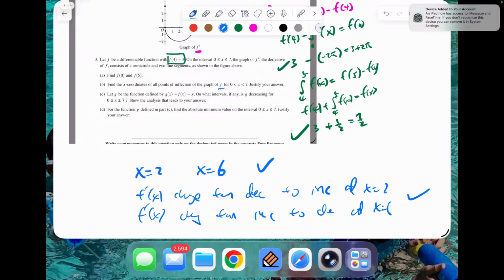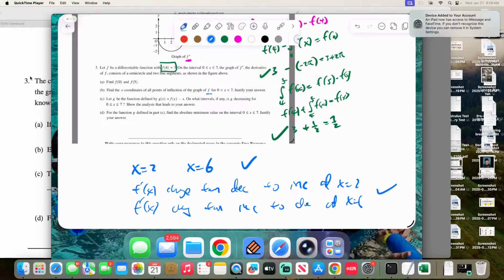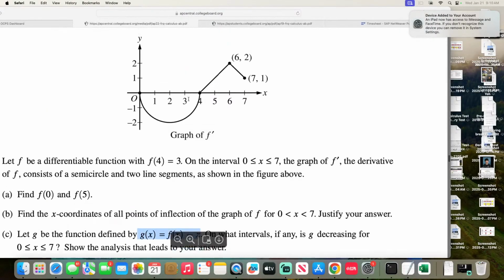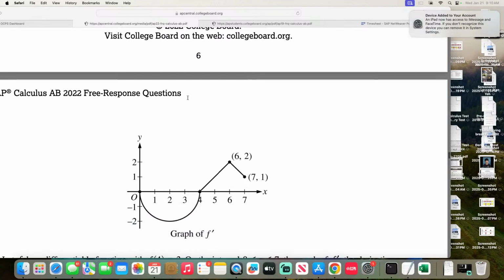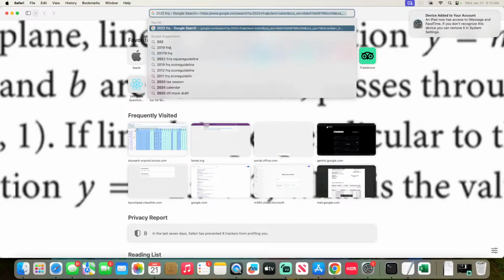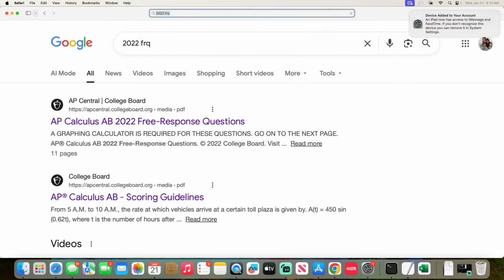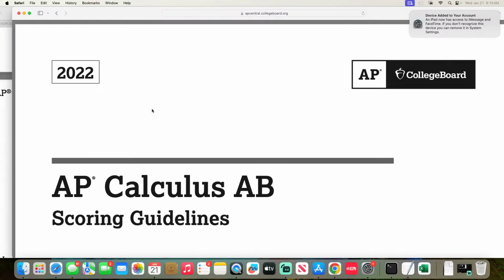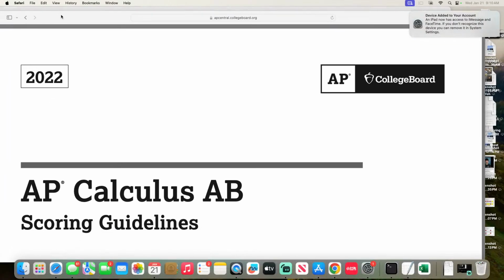I'll show you the actual scoring guideline. So like I said, I don't want to be critical, but you gotta understand that this one is from 2022. And this one is a very good guideline. Wait, how come it doesn't scroll down?